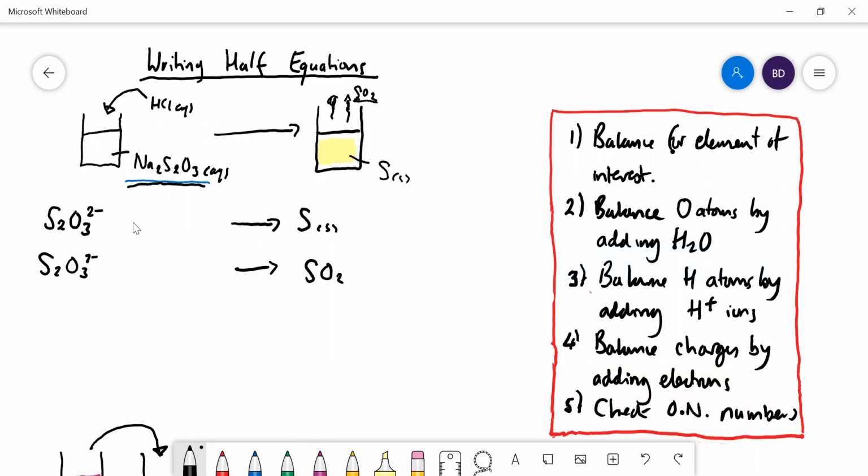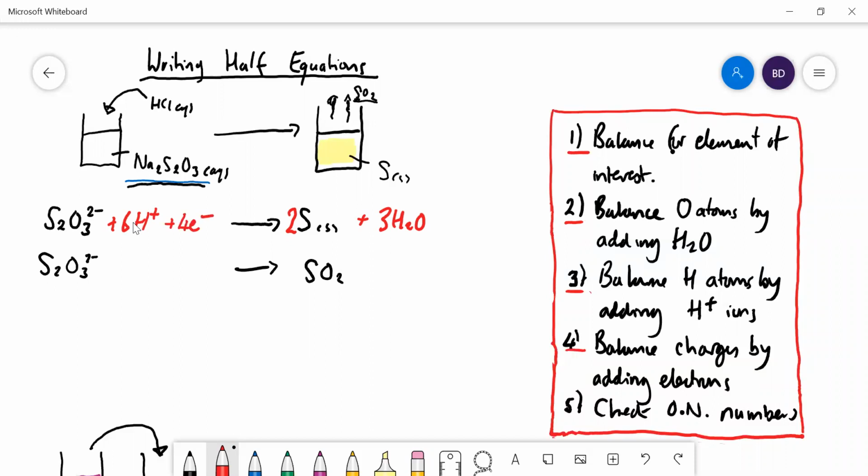Right, so let's do the first one first. We balance the element of interest. We need to put a 2, don't we, in front of the sulfur, because we've got 2 sulfurs on the left. Balance oxygen, so we're going to need 3 H2Os on this side. Number 3, we balance for the hydrogen, so you want 6H+ there. And then the charges. So on the right, we have got 0. On the left, we have got +4, so we need 4 electrons on this side of the equation.